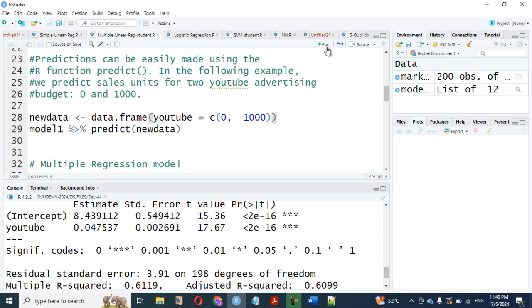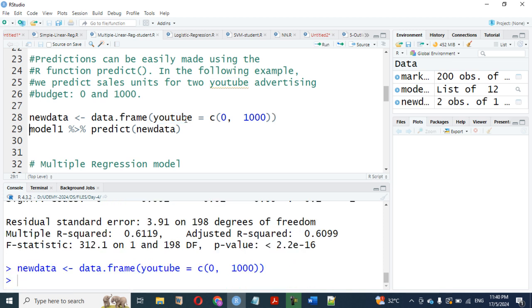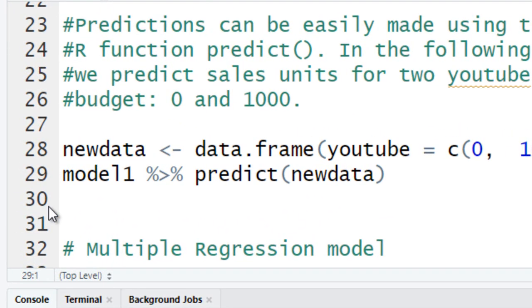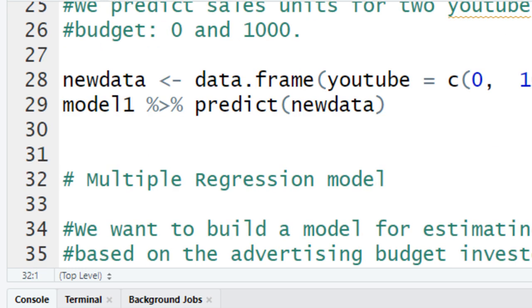We're trying to pass this to YouTube, when YouTube is 0 and when YouTube is 1000. How much sales can we get? That's what I'm trying to do. So we create a new model, call it model 1. We call our model 1, which we already ran before. We predict it using a pipe. We pipe it here. We now run this line. So what we got, we got this for 0 units and this for 1000 units of YouTube.